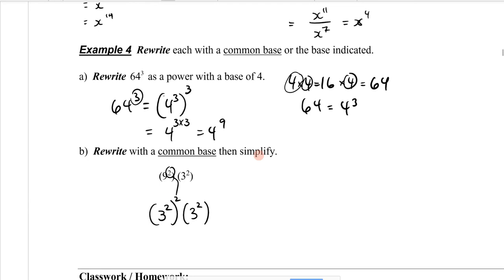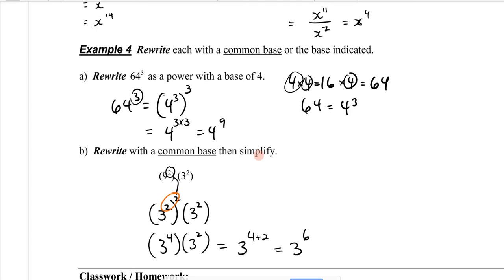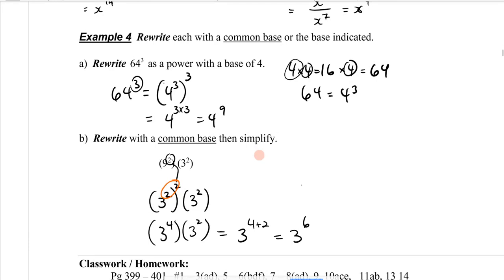Resolve, you gotta resolve this power of a power. So 3 squared squared is 3 to the power of 2 times 2, which is 4. And yeah, you also have your 3 squared over here. Now you have two powers with the same base, so you can write the base and then add their exponents. So 4 plus 2, which is 6. So 3 to the power of 6. And there you go. And that ends this video.